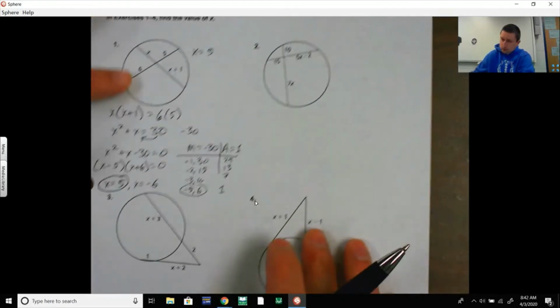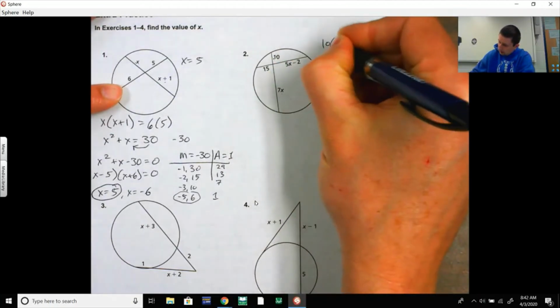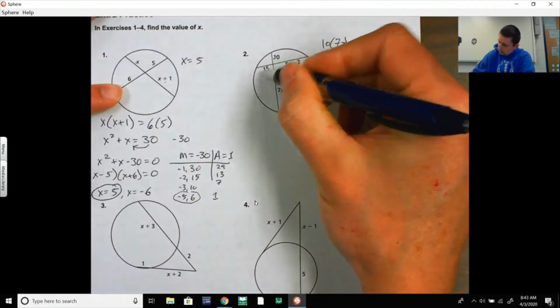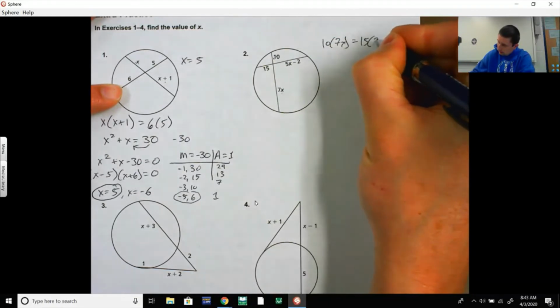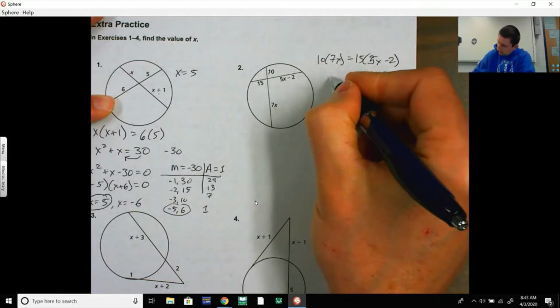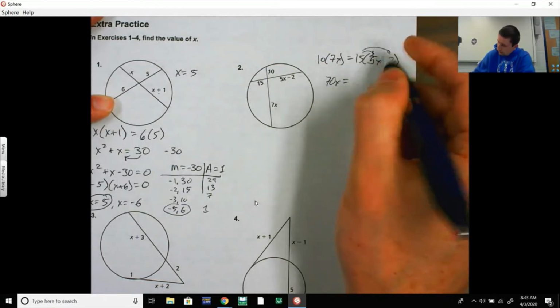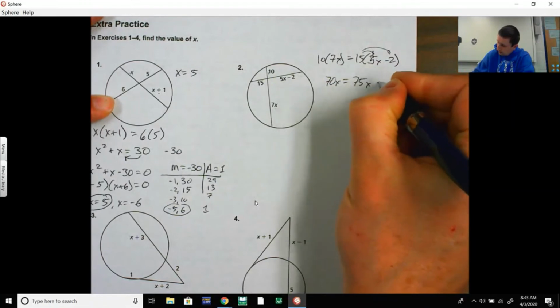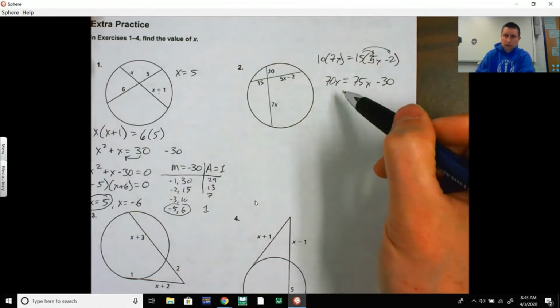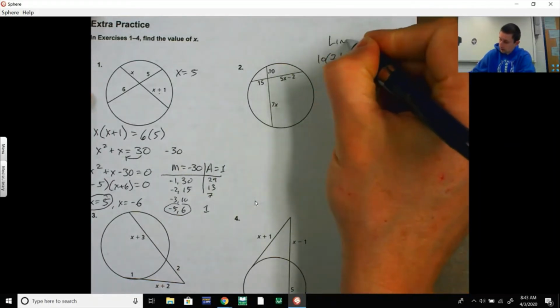Okay, so number 2, chords again. So the two parts equal each other. 10 times 7x equals 15 times 5x minus 2. So 10 times 7x is 70x equals, distribute to both, 15 times 5, 75x minus 30. Okay, there's no x squareds here. This is just a linear function now. So this one is linear. We want to just solve for x.